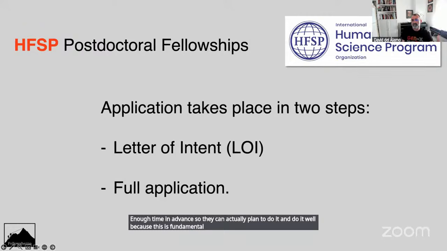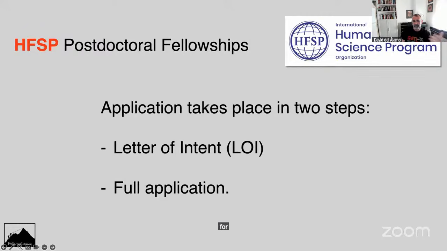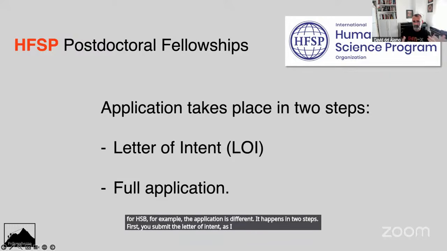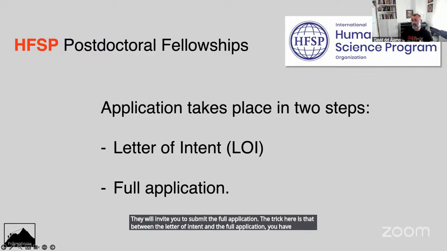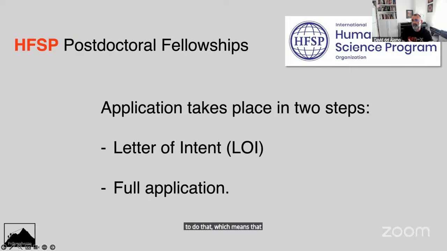For HFSP, for example, the application is different. It happens in 2 steps. First, you submit the letter of intent, as I mentioned before, where you submit a summary of the application along with some other documents. And then if they consider it worthy of funding or with potential, they will invite you to submit the full application. The trick here is that between the letter of intent and the full application, you have basically a couple of months. The letter of intent, you submit it in May. By mid or the end of August, you are invited to submit the full application, and you have until the end of September. So basically 1 month to do that, which means that you should be preparing this before.